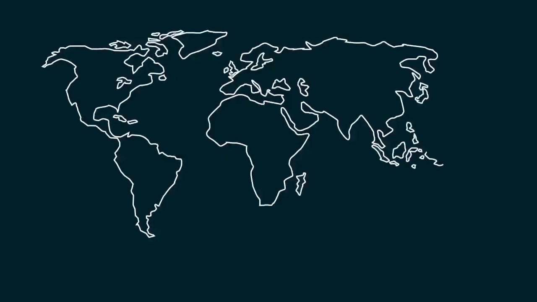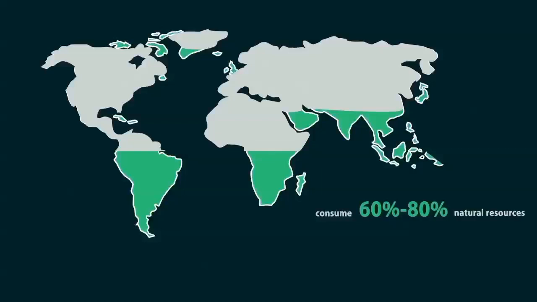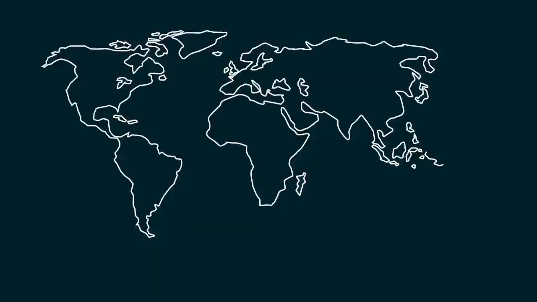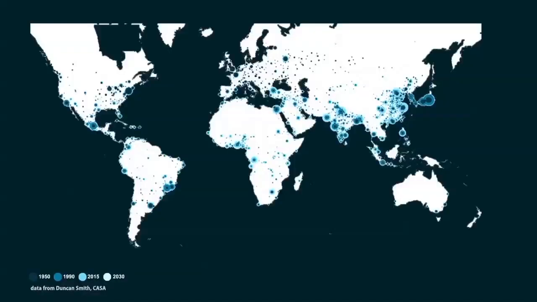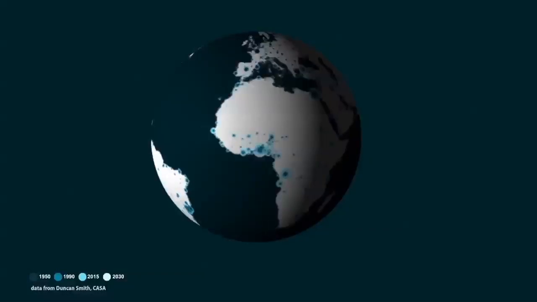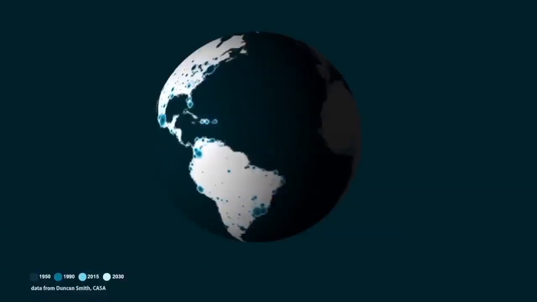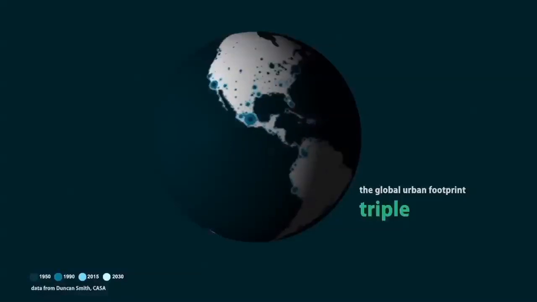Cities currently consume 60 to 80% of natural resources globally. They produce 50% of global waste and 75% of greenhouse gas emissions. 70% of the global population will live in cities by 2050. Thus, urban resource consumption will continue to increase. The hinterland supporting cities, producing resources consumed by cities and processing urban waste will also grow. It is likely that the global urban footprint will triple by 2030.